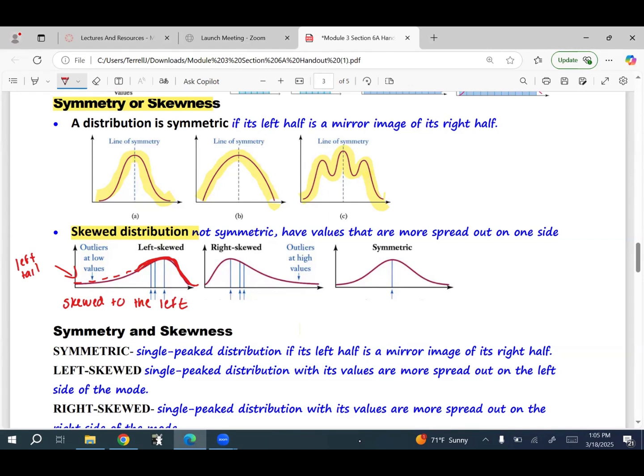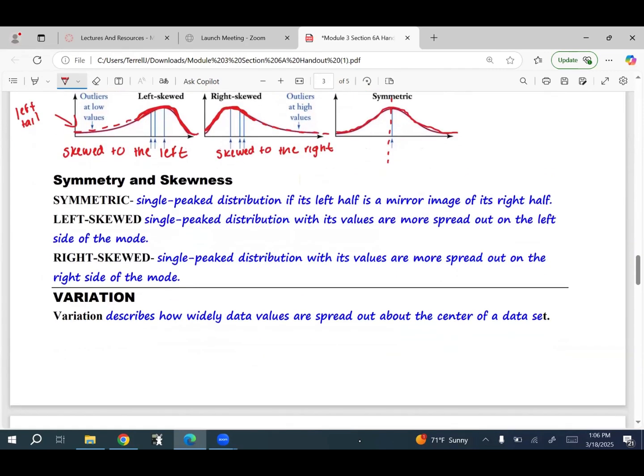Look at the next graph. We know it's skewed because the majority of the data is on one side, but to describe it, you look at the tail. This has a longer right tail, so we would say this is skewed to the right. And then we covered this above. This is symmetric. If we were to draw a line through the center, the left and the right side would be perfectly aligned, the same. So we have the definitions below.